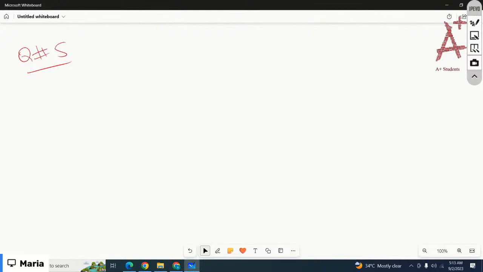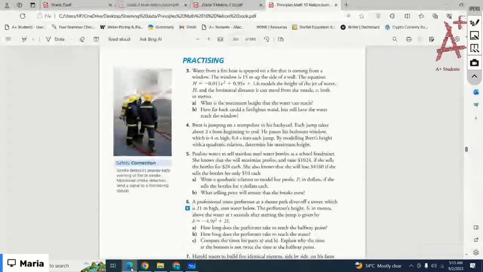Okay, so the maximum profit and the selling price are given, right? So we have to use the vertex form of the quadratic relation. The maximum profit is 1024 at a selling price of 28, and the selling price given is 10.